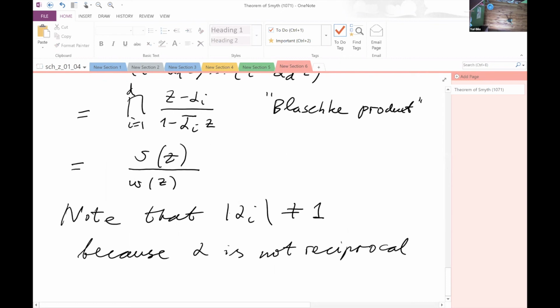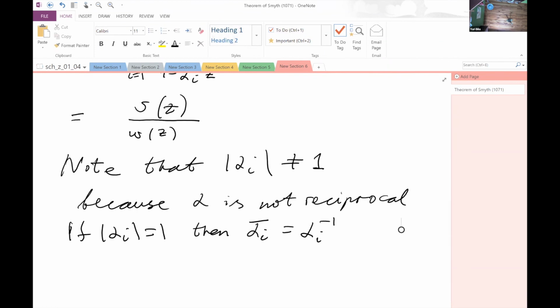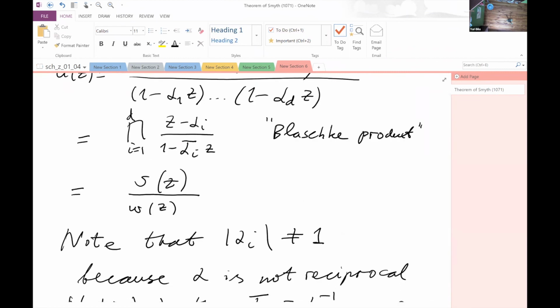Because in this case, the complex conjugate of alpha I will also be alpha I minus 1, and this is impossible. So none of these is 1, and we simply split this into those where absolute value of alpha I is smaller than 1 and those where alpha I is bigger than 1.